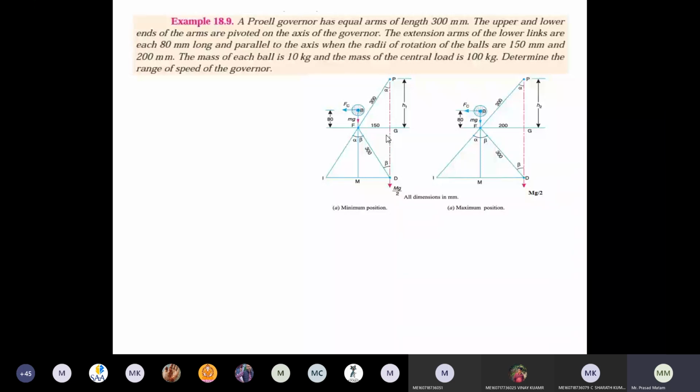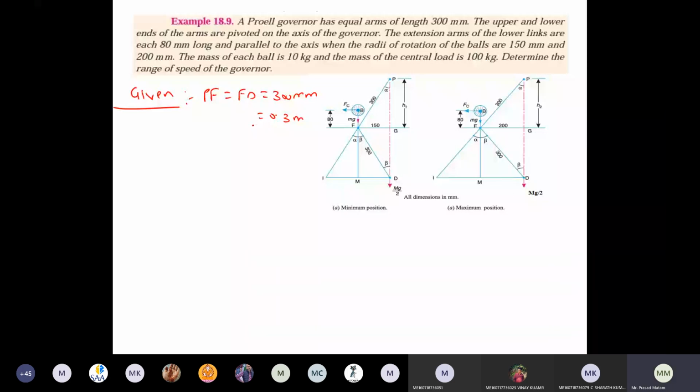Okay. This is the problem which is related to a Porter governor. So let us write the given data here. Can anyone answer what is the given data? Upper arm length. Upper arm is PF and lower arm length is FD. How much are we getting? 300 mm, that is equal to 0.3 meters.